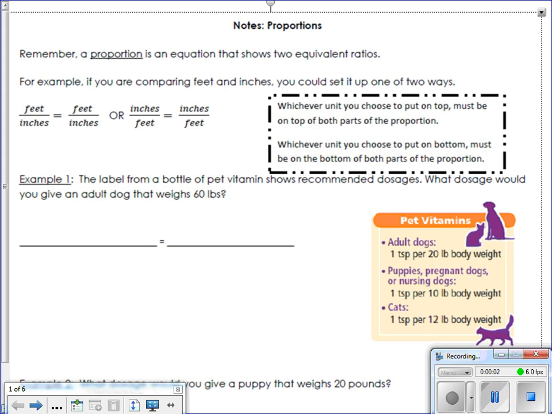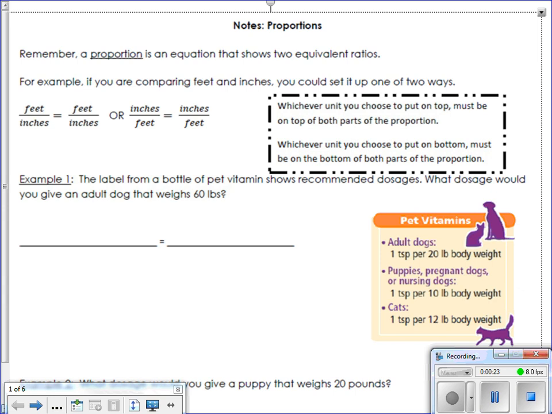All right, today we're going to go over your proportions notes. As I go over this, go ahead and fill in the paper notes that you picked up in class today. Our notes say, remember, a proportion is an equation that shows two equivalent ratios.